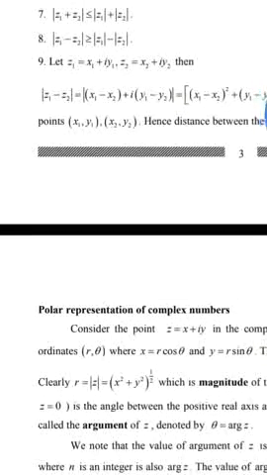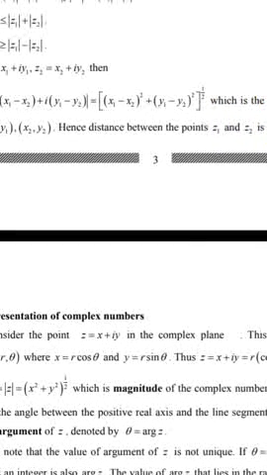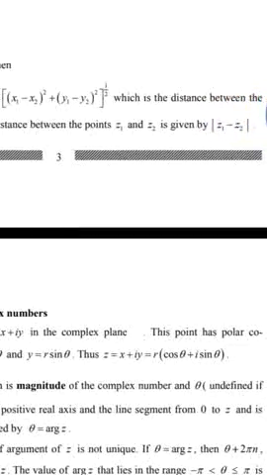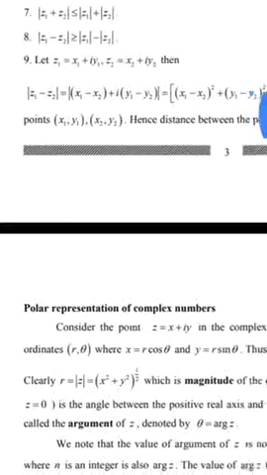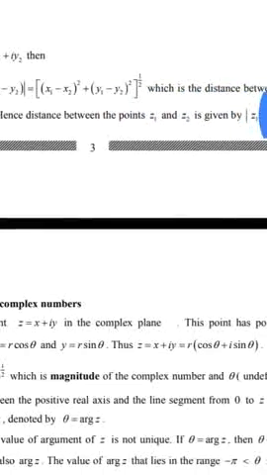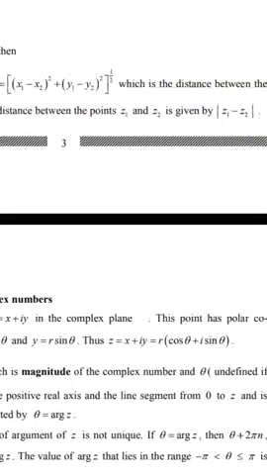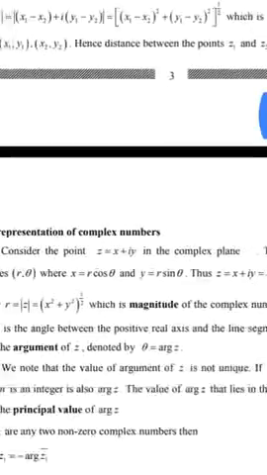Let z1 = x1 + iy1 and z2 = x2 + iy2. Then modulus of z1 minus z2 is equal to modulus of (x1 − x2) + i(y1 − y2), which is equal to ((x1 − x2) square + (y1 − y2) square) raised to half, which is the distance between the points (x1, y1) and (x2, y2). Hence the distance between the points z1 and z2 is given by modulus of z1 minus z2.